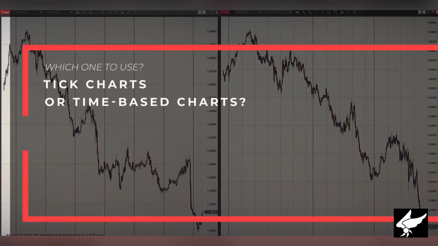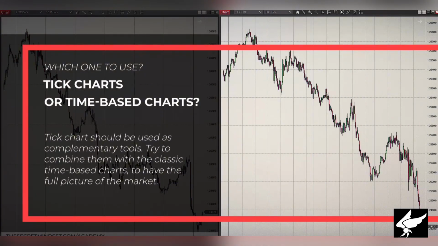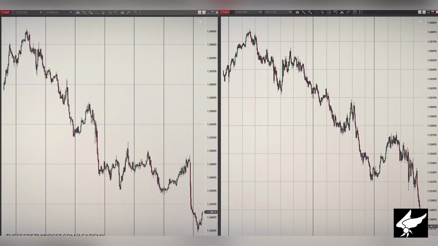Although it has many advantages over a candlestick chart, a tick chart should be used as a complementary tool. Sure, you can use only tick charts in your trading activity, but I recommend you to be conservative and try to combine them with the classic time-based charts. This way, you'll have the full picture of the market.